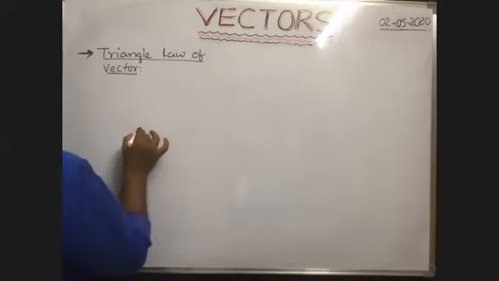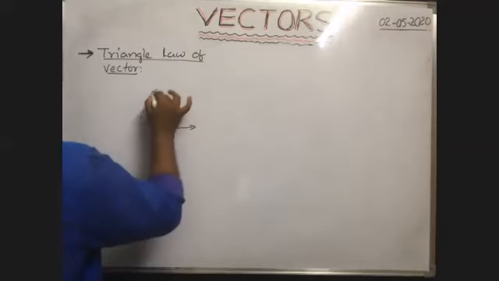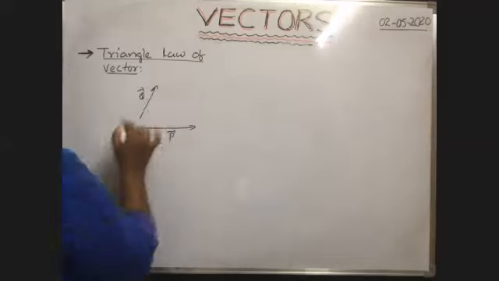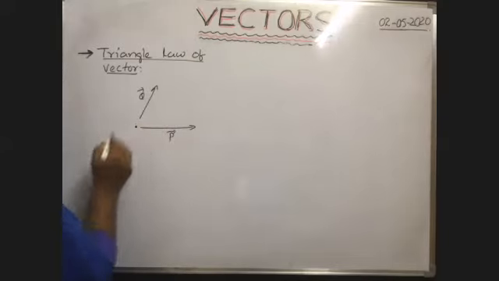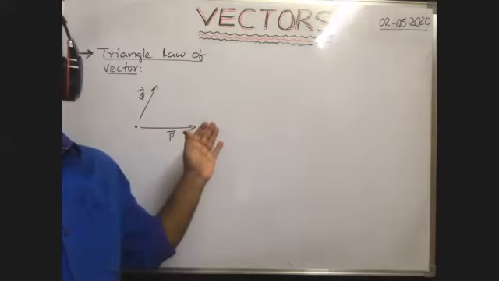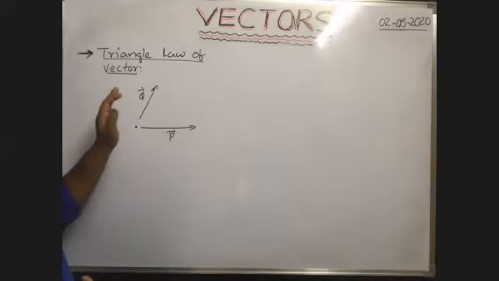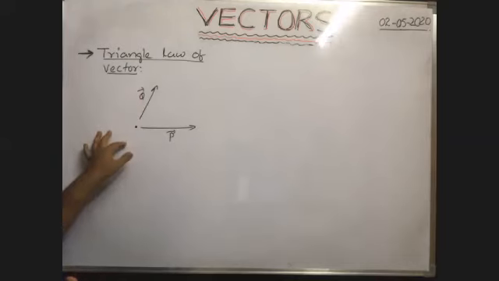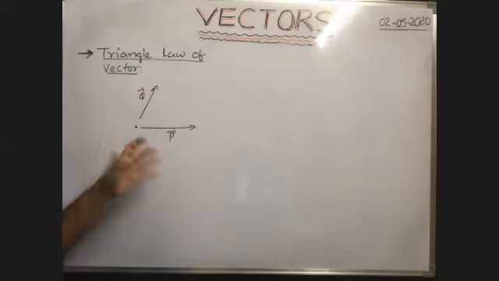Suppose two vectors P bar and Q bar act at a point simultaneously. Then to obtain the resultant of these two vectors, in the parallelogram law of vector addition, we take these two vectors as the adjacent sides of a parallelogram taken from the same point, both in magnitude and direction. Then the diagonal of the parallelogram passing through the same point gives the resultant of these two. That is the parallelogram law of vector addition.